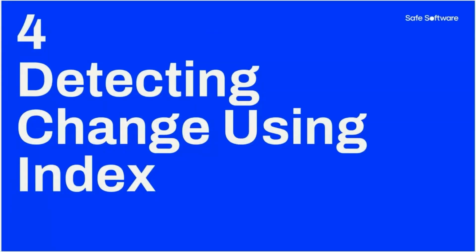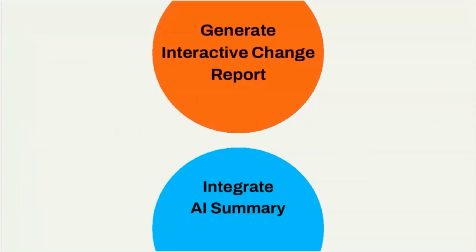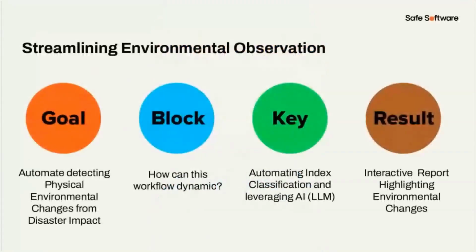Thanks, Carl. Using Carl's explanation of building indexes, we'll be operationalizing this knowledge and taking it to the next level by detecting changes using indexes. You may be wondering, is there a way to generate an interactive change report that is engaging and provides rich information? And can we integrate an AI summary for assisting the interpretation of index metrics used for detecting change? The answer is yes.